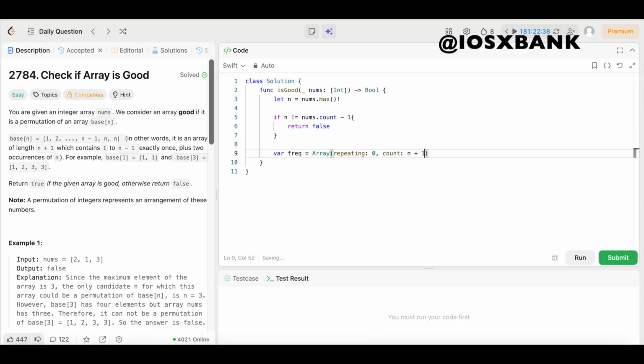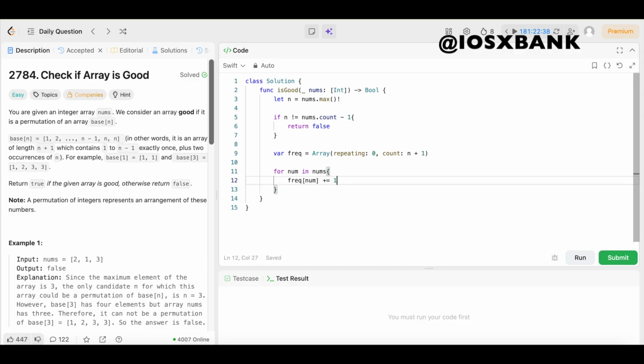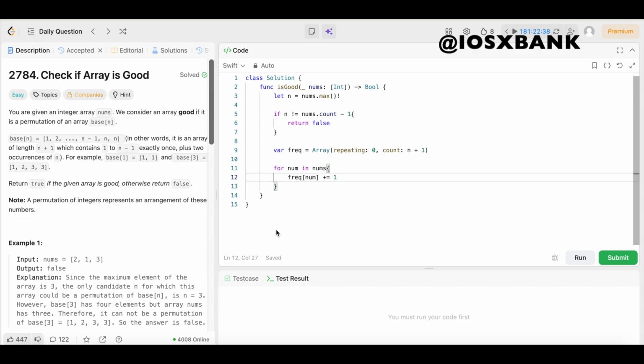Boom. Now we're going to count how many times each number appears. So we'll come underneath this and we'll say for num in nums. We'll open up the brackets and we'll say freq[num]. Come outside of that, we'll say plus equals 1. Boom. Now the largest number n must appear exactly twice. So we'll come underneath this and we'll say if freq[n] does not equal 2, we'll open up the brackets and we'll return false.